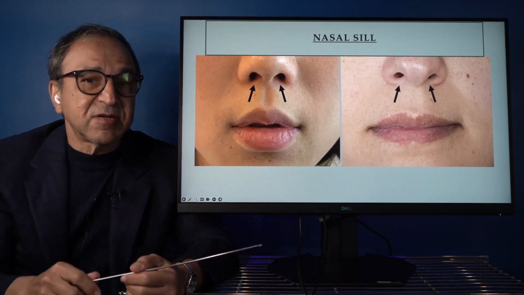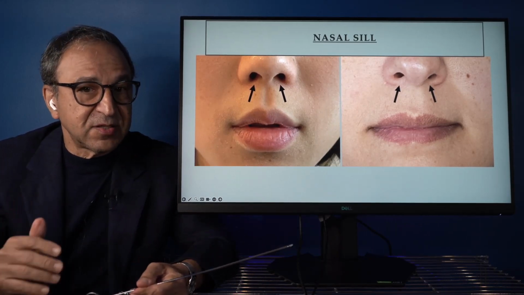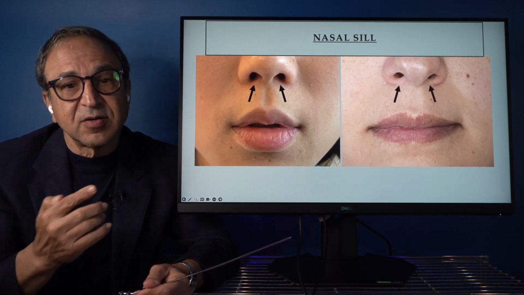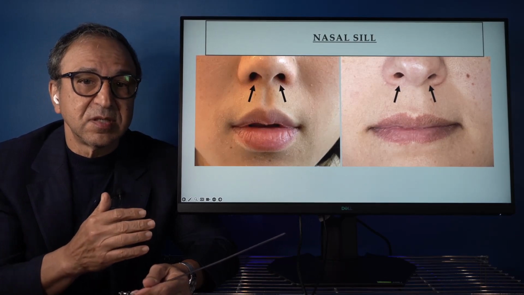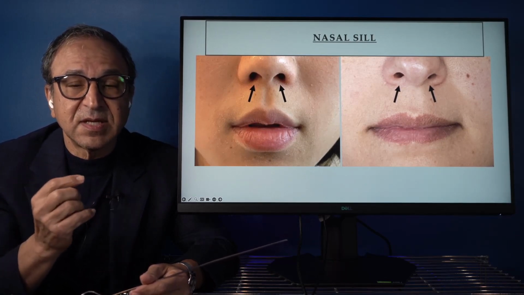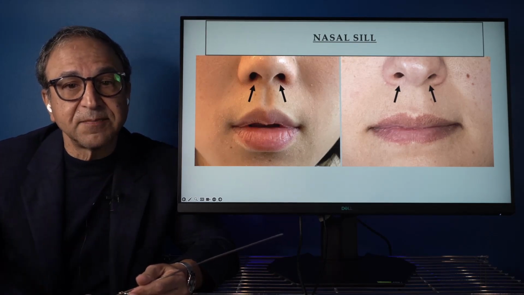In any case, the surgical planning is different on every patient. Some patients, like me, have a nasal sill on one side, and on the other side I don't. So in that case, I would place my scar on one side underneath the nasal sill, and then on the other side I will go slightly in.